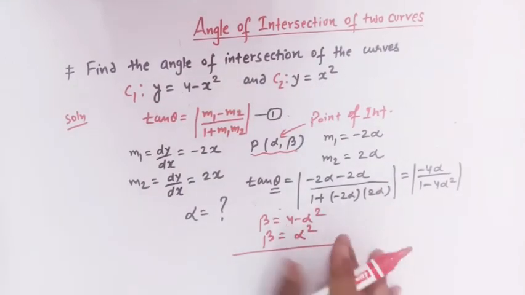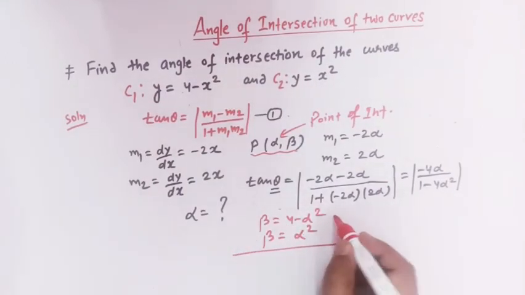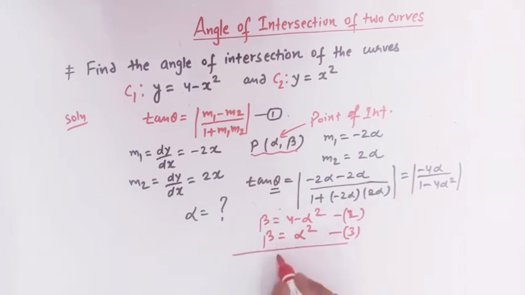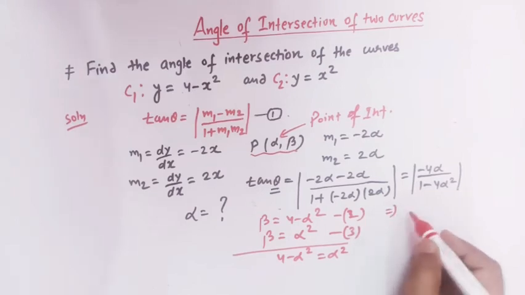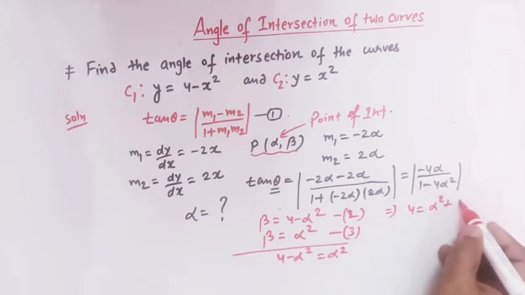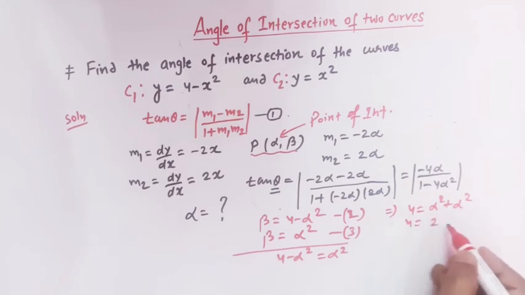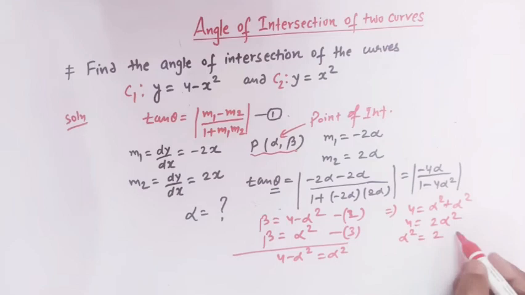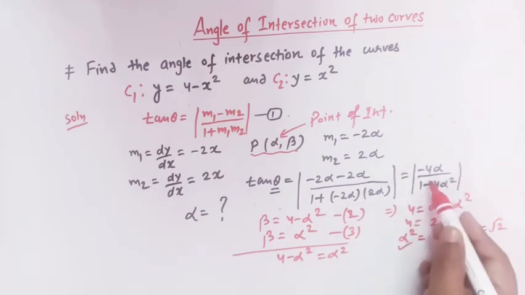Now solving these two equations, we have 4 minus alpha square is equal to alpha square, and from here we have 4 is equal to alpha square plus alpha square, that is 4 is equal to 2 alpha square, and alpha square is 2, so it means alpha is equal to square root of 2, right? Now let us substitute this value of alpha square and alpha in this equation.